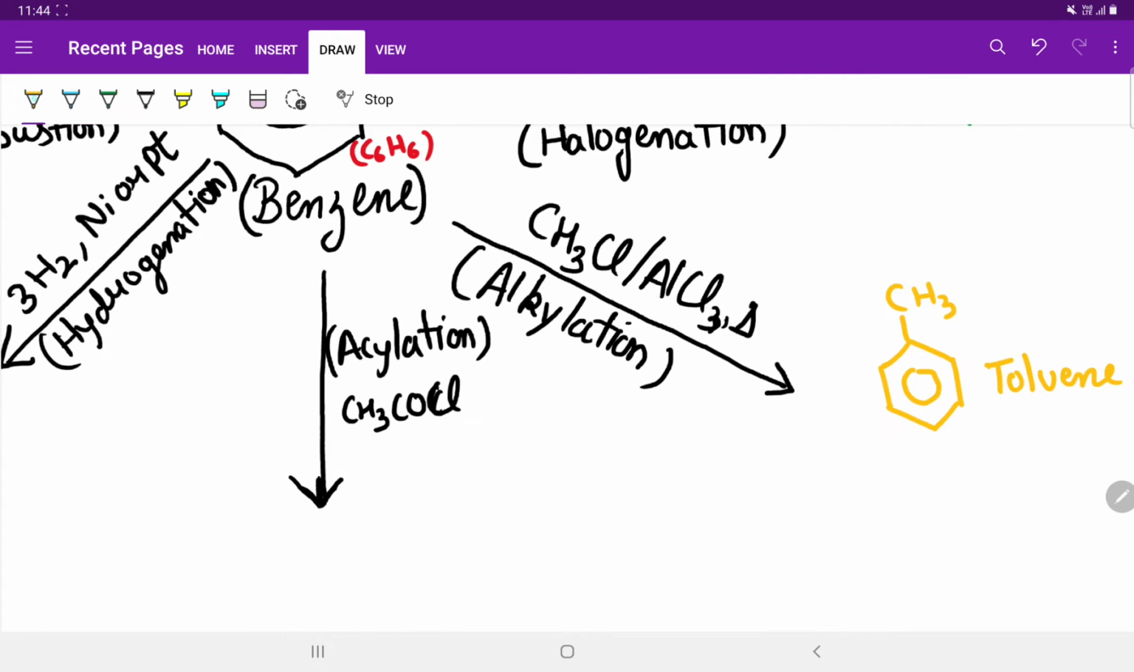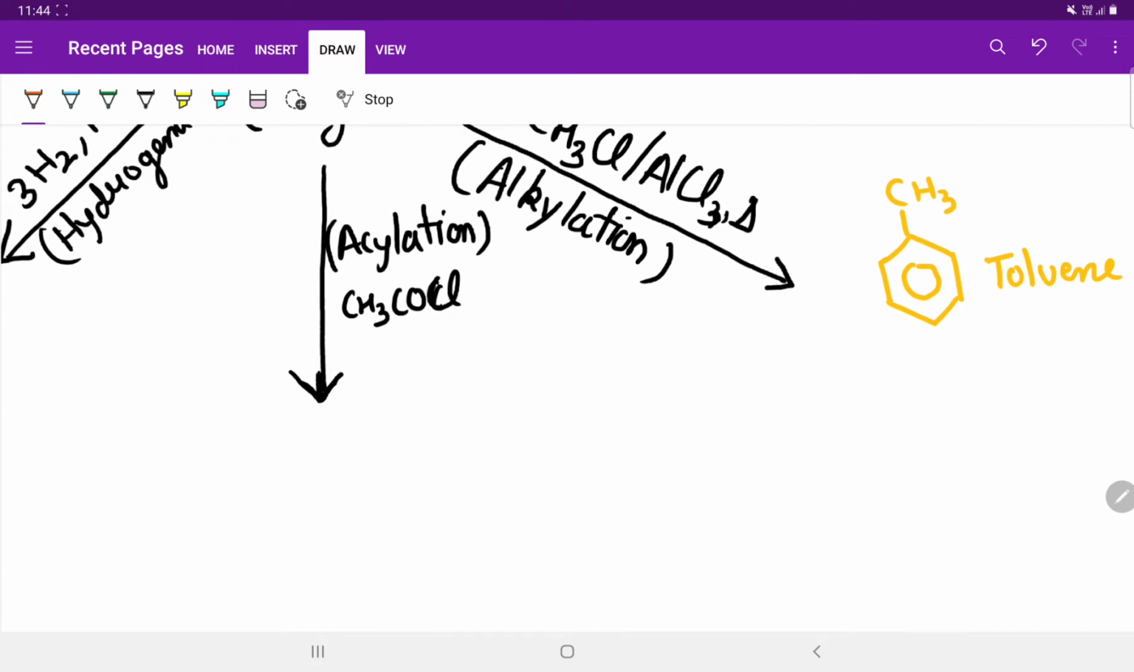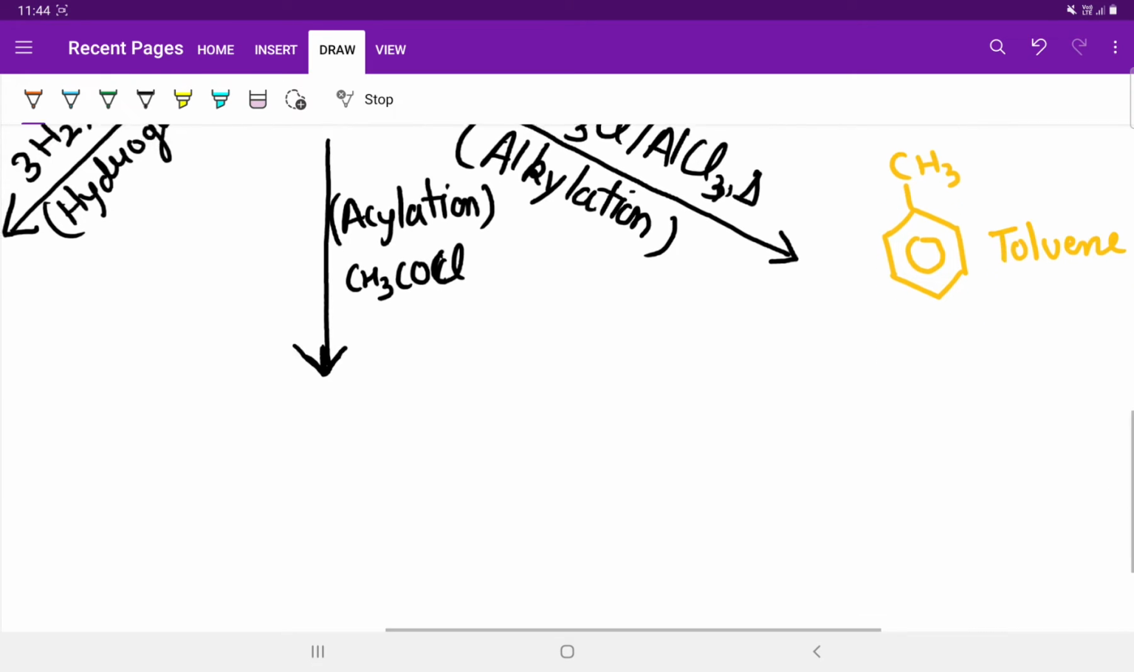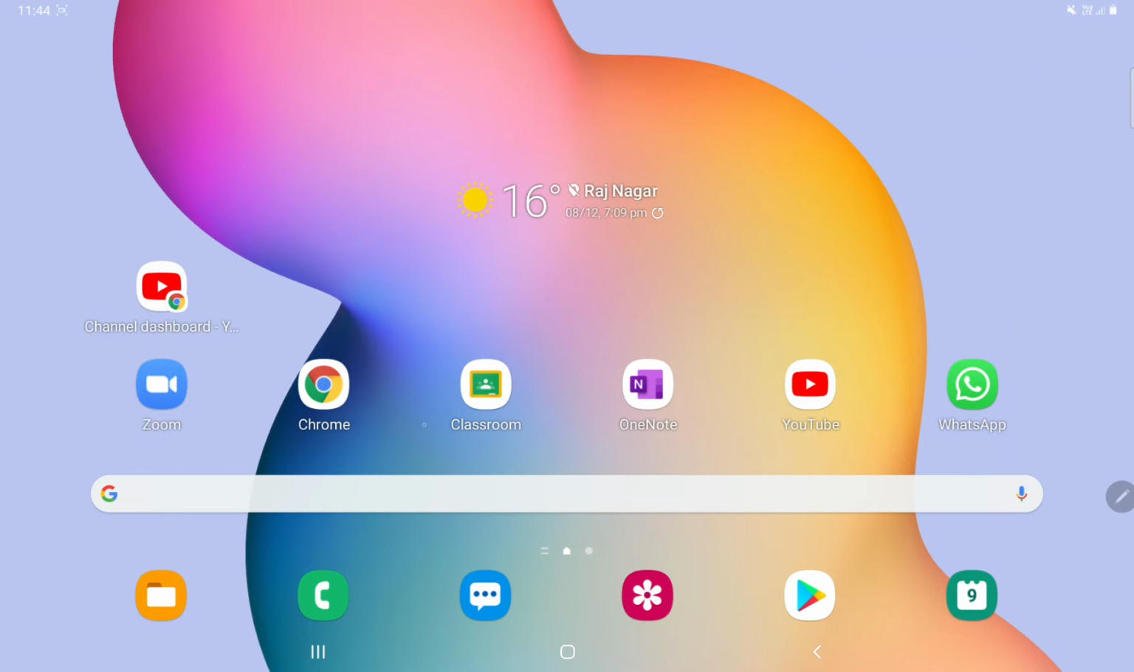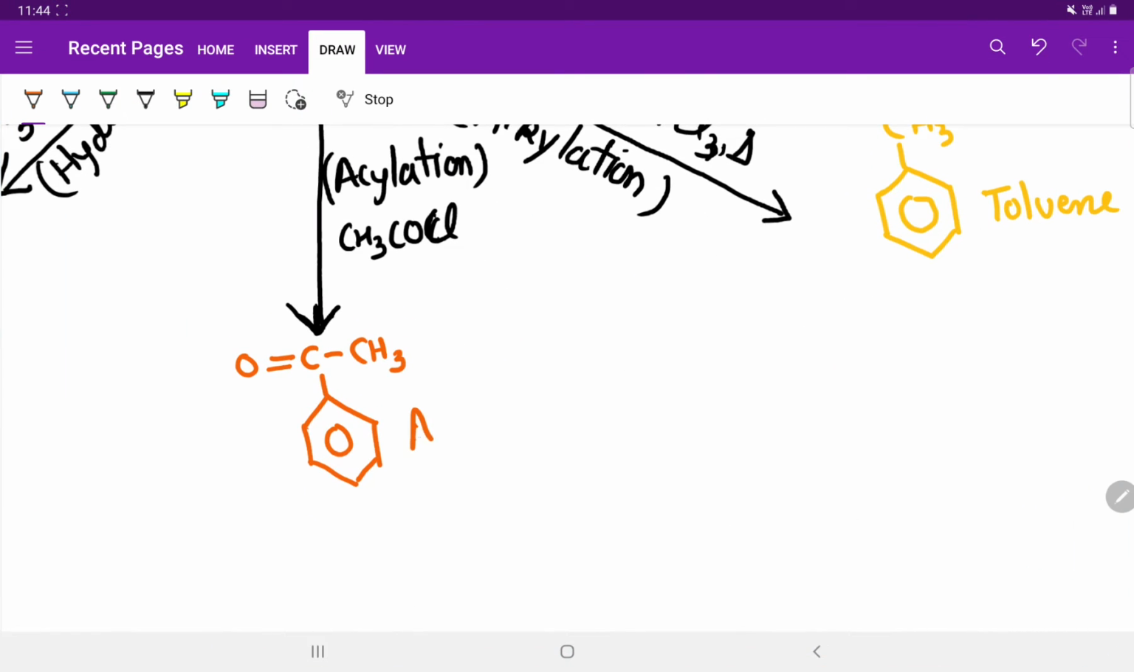The next property is the acylation reaction. In the acylation, an acyl chloride or an acyl halide is added, which leads to formation of ketone. This is also known as Friedel-Crafts acylation reaction, and acetophenone is formed in this. You can see at the first position there is a formation of ketone that leads to formation of acetophenone. Now this is acetophenone, or 1-phenylethanone.